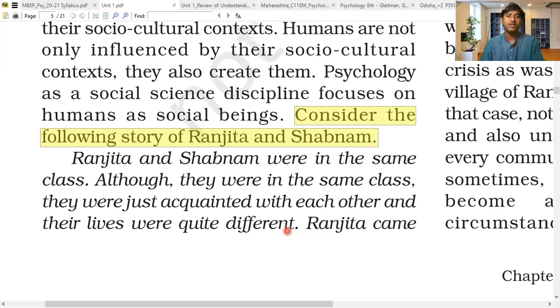Ranjita came from a different background. Shabnam came from a different background. But even in a particular country like India, there are many kinds. Even in language, there is a culture, different cultures. Even the environmental conditions are different, the geographic conditions are different. But as a whole country, how does it deal with this? Although they were in the same class, they were just acquainted with each other, and their lives were quite different. Yes, there is also some difference in the name. The name Ranjita relates to some category, and Shabnam relates to some category, right?